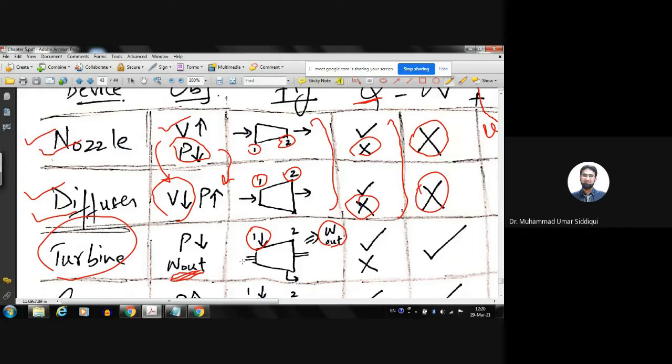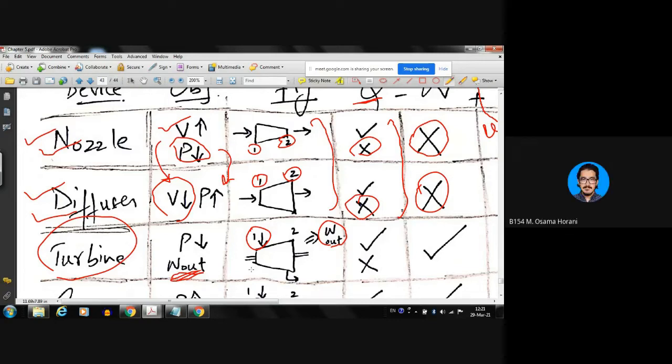This is how the turbine works. It decreases the pressure, and while it decreases the pressure, some of the pressure energy is converted into work output. And this is a big machine in reality. So do you understand what a turbine is? Do you understand what it does? Do you understand how we represent it schematically?